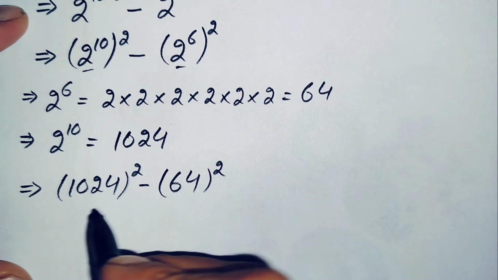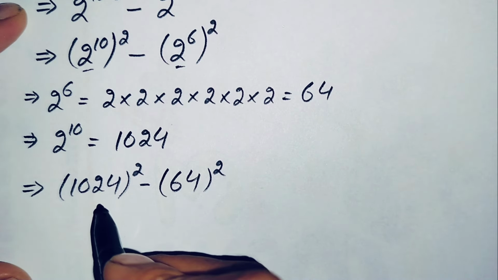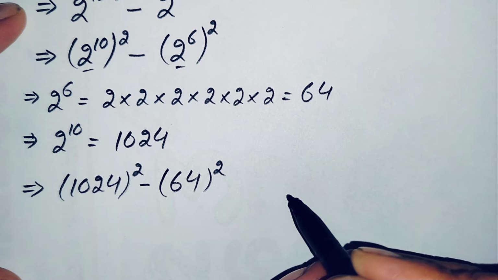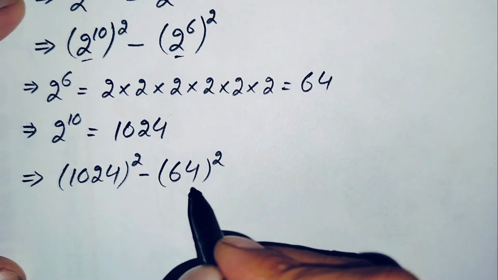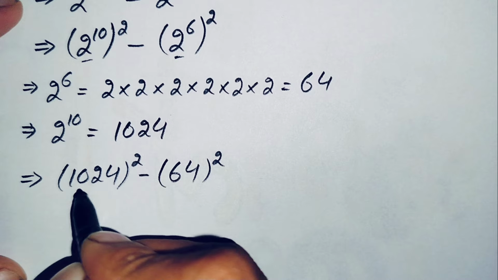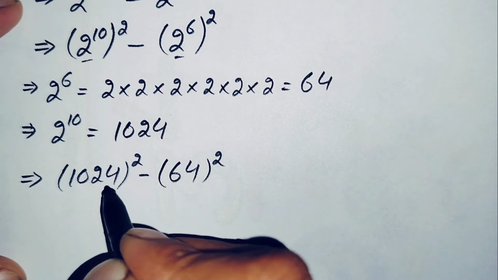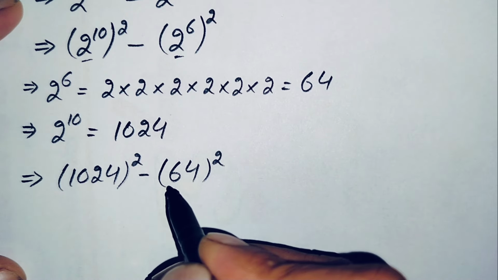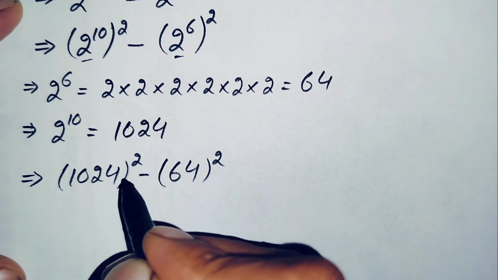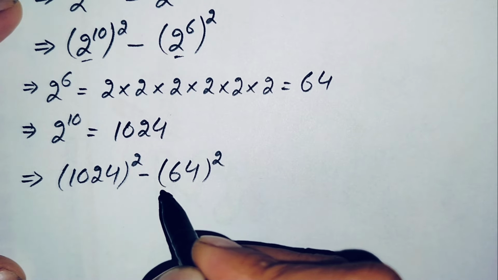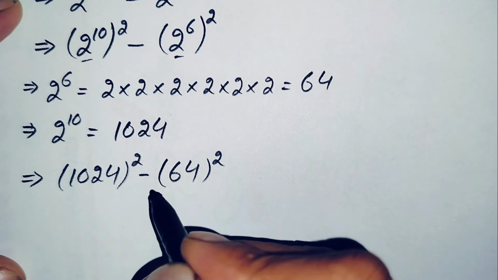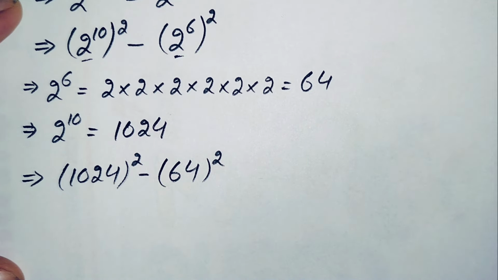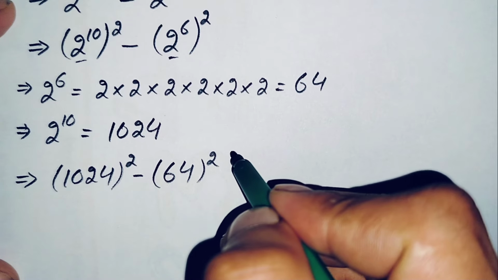Now there are two possible ways to solve this problem further. The one way is to use the algebraic identity a square minus b square, which is equal to a minus b times a plus b. And the second approach is to change these two numbers to the sum of, here we can write 1024 as 1000 plus 24, and we can write 64 as 60 plus 4. And in both the terms we will use a plus b whole square identity, which is equal to a square plus b square plus 2 times ab. So there are two approaches to solve it further. Here we will use the first approach, the algebraic identity a square minus b square.